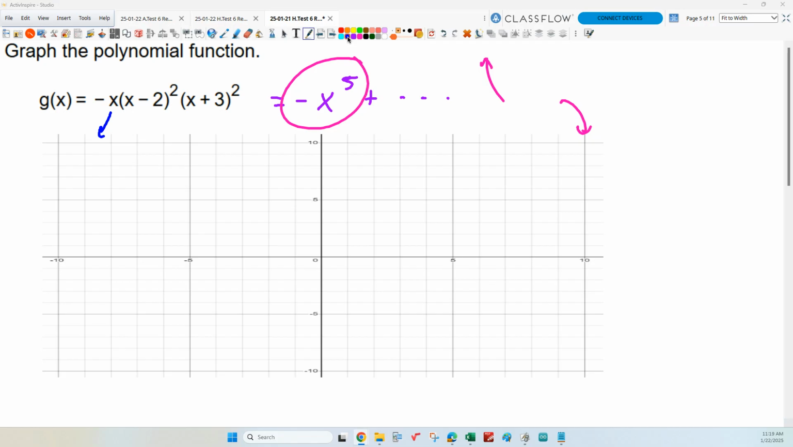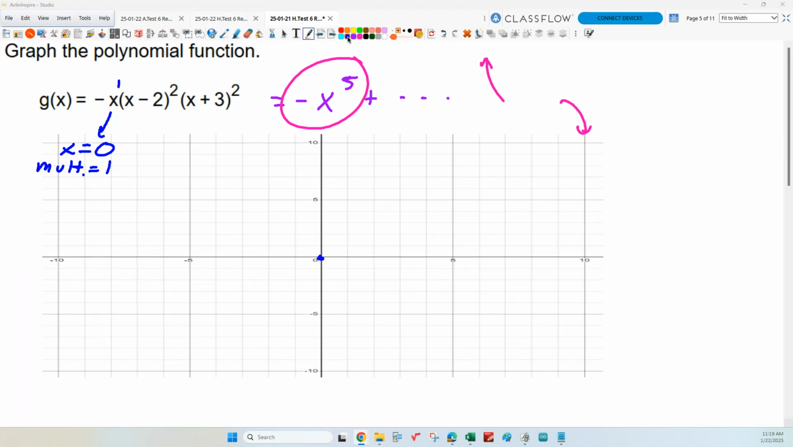When is negative x equal to 0? When x equals 0, right? Anytime you have a monomial factor, the x-intercept, or the 0 that goes with that, is always 0. So we get x equals 0, we get an x-intercept. What's the multiplicity of that one? 1, right? Because I have a 1 there, so multiplicity is 1. So what's it going to do at that x-intercept?